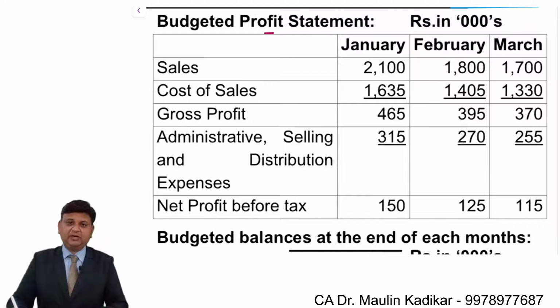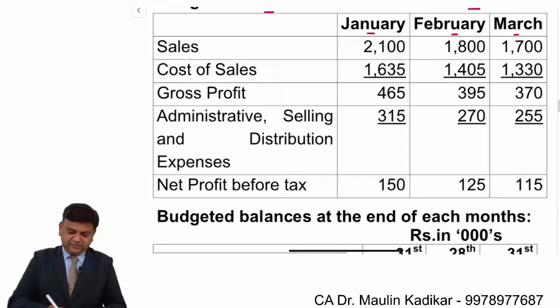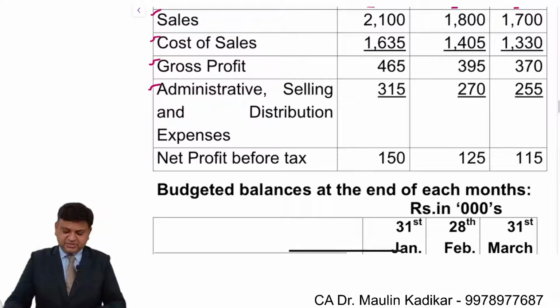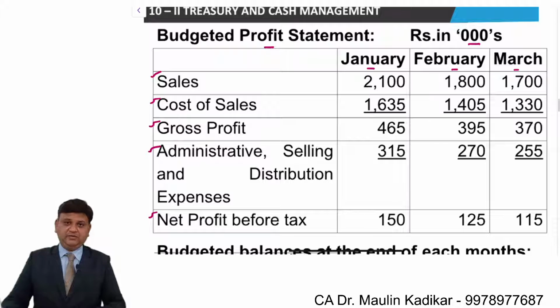Budgeted profit statements have been given to us. The figures are in thousand term. For January, February and March, information is given for sales, cost of sales, gross profit. Administration, selling and distribution expenses have been given, and the profit before taxes have been given to us.